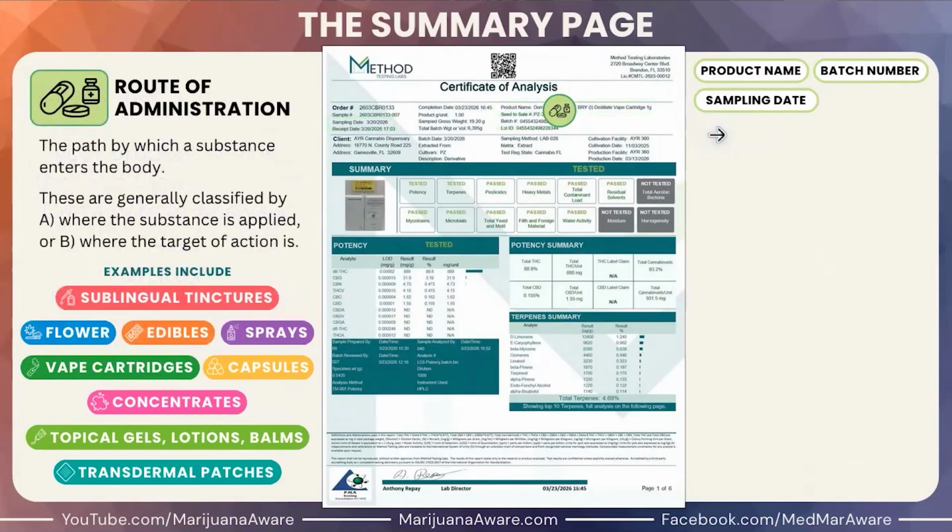Now, the other thing we want to take a look at is what they call the route of administration. And what that means is, how are you actually using the product? And that's what this identifies right here. Route of administration could be a tincture, flower, edible, vape cartridge, capsule, concentrate, patch, lotions, and balms. But what the COA does is it identifies the actual product that you're buying and gives you the details for that particular product.